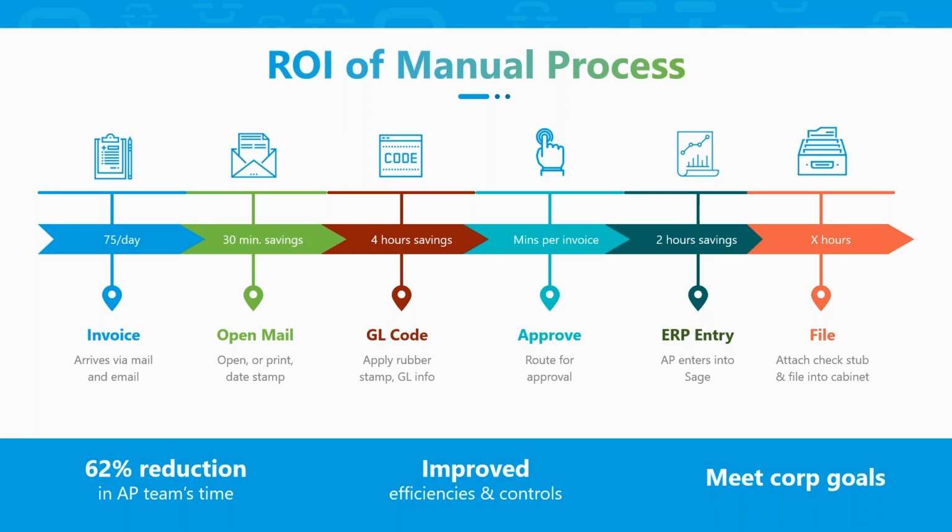So think about how many approving managers you have. How long is it taking them? We're going to factor that time into the overall calculation. How much time is it taking you for your data entry? How much time is it taking you to put that check stub on the invoice stub and then file all of that away? If you look at all of these components, I guarantee you're going to have a real substantial savings in comparing what you're doing today manually to what you will get when you implement DocLink.